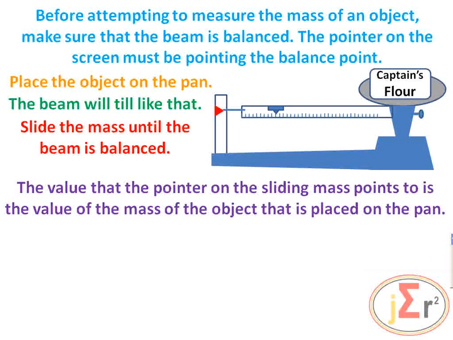The value that the pointer on the sliding mass points to is the value of the mass of the object that is placed on the pan. So the sliding mass has a pointer on it. It points to right here. And if you read it from the scale right here, the value, when it is accompanied by numbers, I did not include the numbers because it's too cumbersome on this slide. So if we put our finger right there, then that will be the point that represents what? The mass of the flour, if you should read it from the scale.